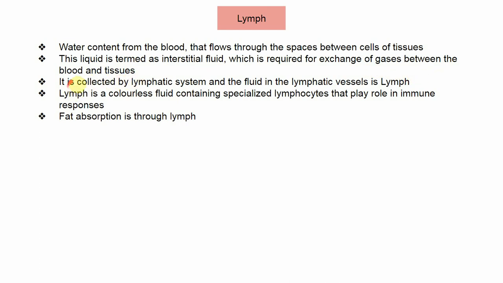So this particular interstitial fluid is collected by a network of vessels called the lymphatic system, and now this fluid which is present in the lymphatic vessels is termed the lymph. So basically lymph is a colorless fluid which is mainly containing some specialized lymphocytes that play an important role in the immune responses. So you should also remember from our digestion chapter that fat absorption is mainly mediated through the lymph. So finally, we can look into the circulatory pathways.